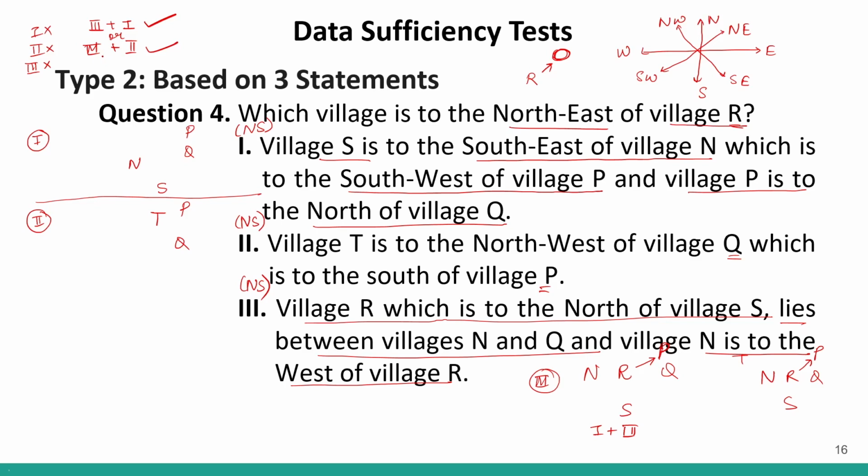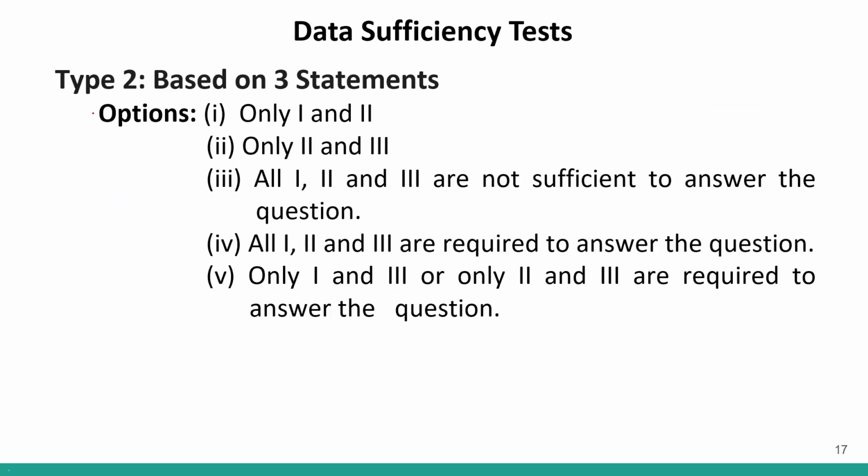Correct? Now if I look at the options, option number 5 says only 1 and 3 or only 2 and 3.